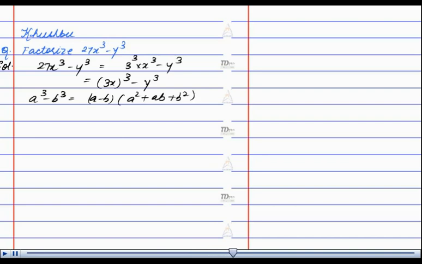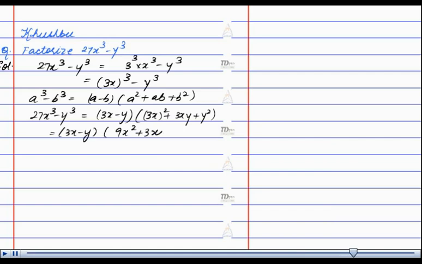Therefore, 27x cube minus y cube becomes (3x minus y) into ((3x) whole square plus 3xy plus y square), that is (3x minus y) into (9x square plus 3xy plus y square). This is the required factorization.